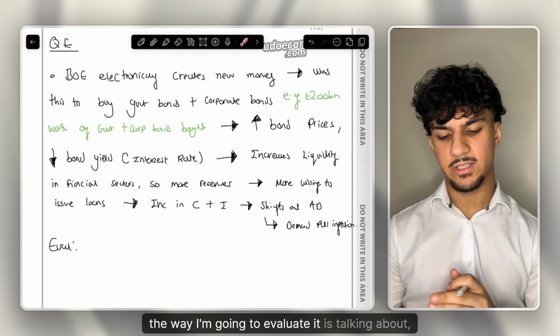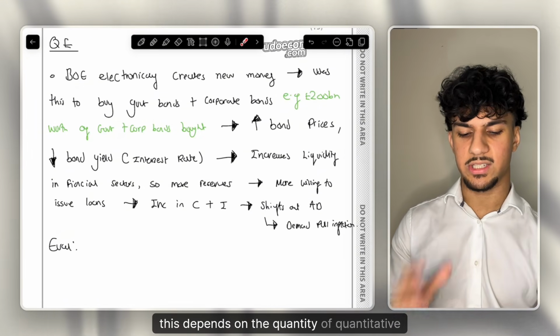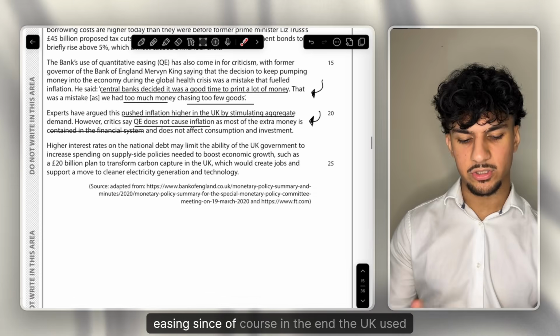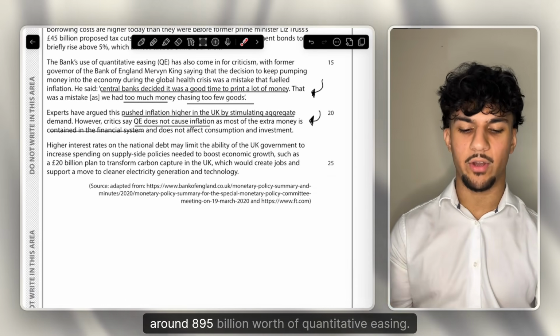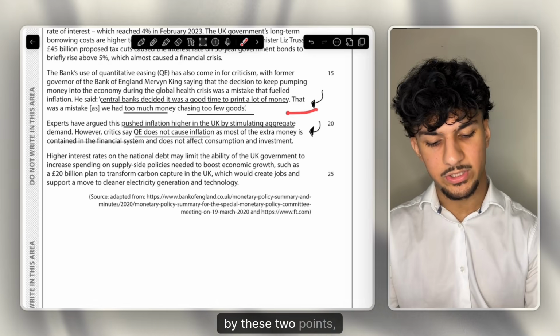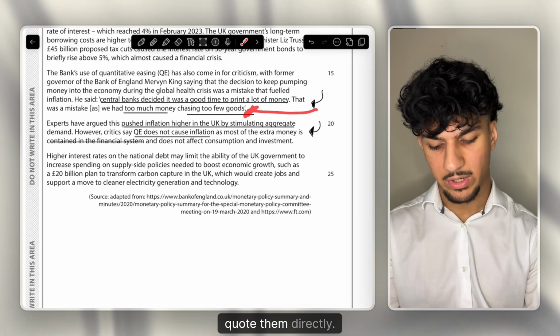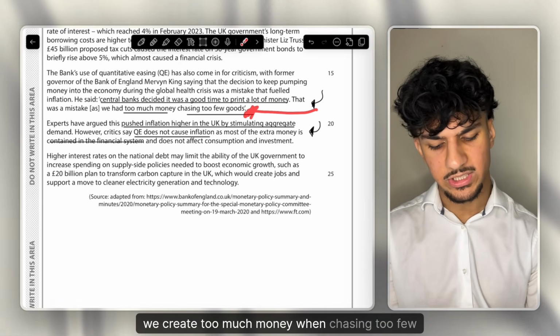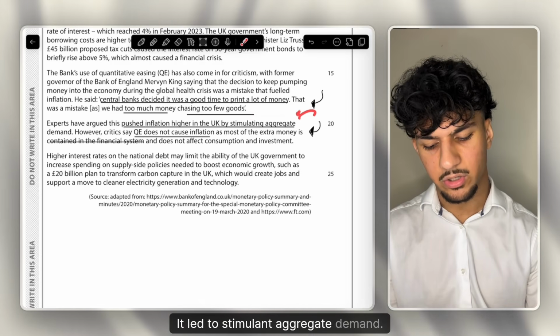Now, the way I'm going to evaluate it is talking about, however, this depends on the quantity of quantitative easing. Since, of course, in the end, the UK used around 895 billion worth of quantitative easing. And as we can see, by these 2 points, I'm going to use both in my evaluation point, quote them directly. We created too much money chasing too few goods. It led to stimulating aggregate demand.